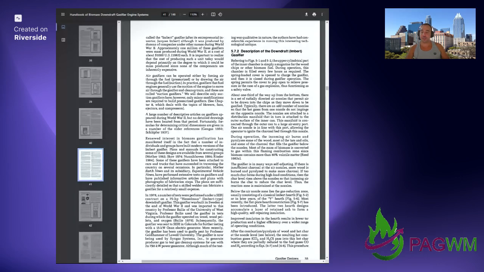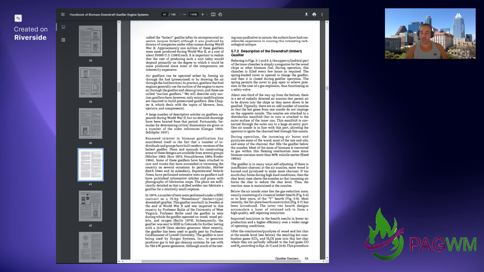During operation, the incoming air burns and pyrolyzes some of the wood, most of the tars and oils, and some of the charcoal that fills the gasifier below the nozzles. Most of the mass of the biomass is converted to gas within this flaming combustion zone, since biomass contains more than 80% volatile matter. The gasifier is in many ways self-adjusting.